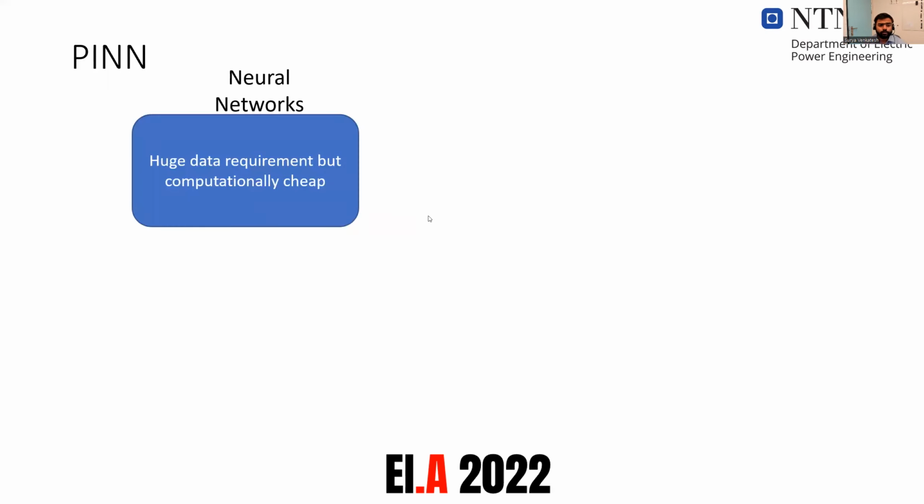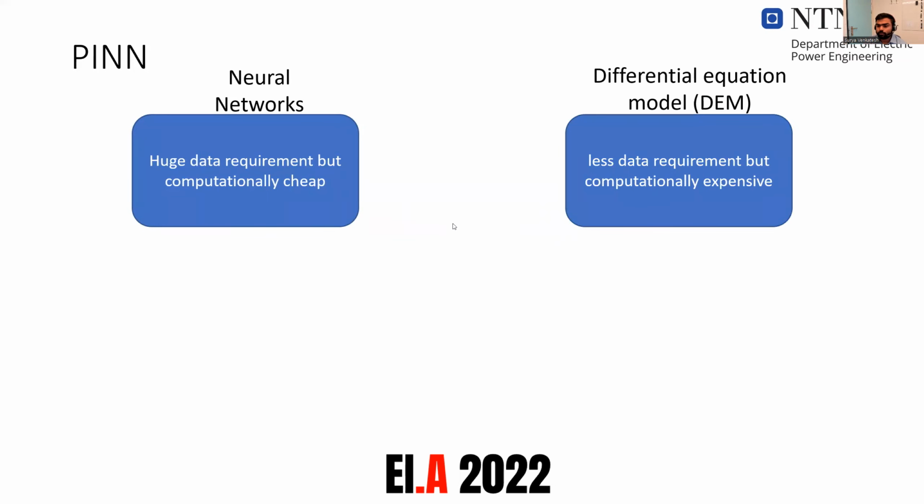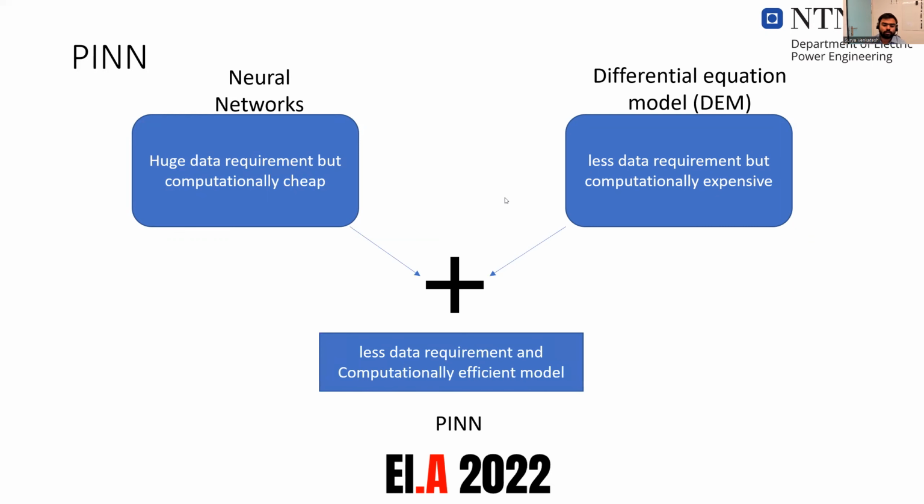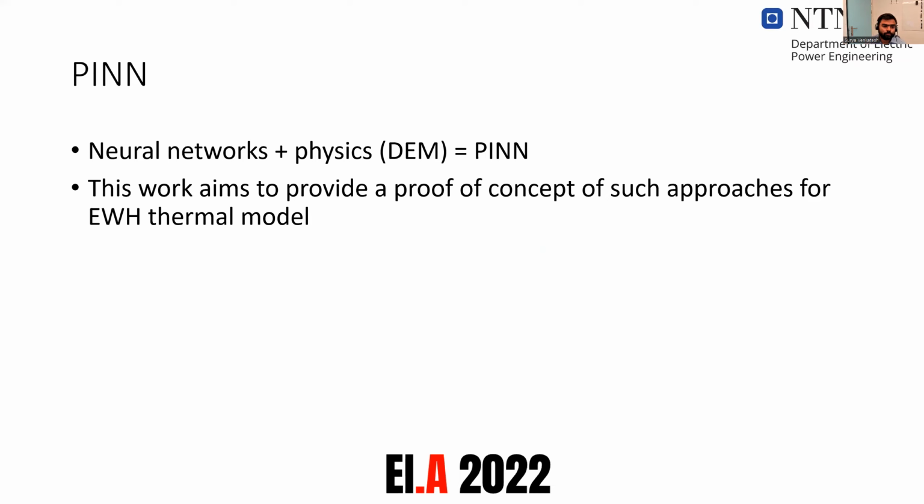Neural network models require huge data to develop a model, but they are computationally cheap. Differential equation models require less data, but are computationally expensive. What if we can combine both to get a model that requires less data and is also computationally efficient? Physics inspired neural network allows us to do that. When you combine the neural networks and the physics, you get a physics inspired neural network. This work aims to provide a proof of concept of such approaches for electric water heater thermal model.